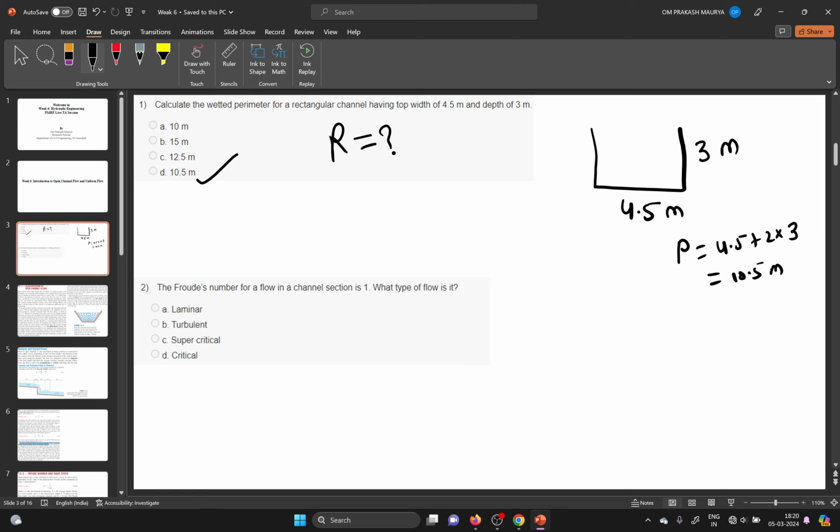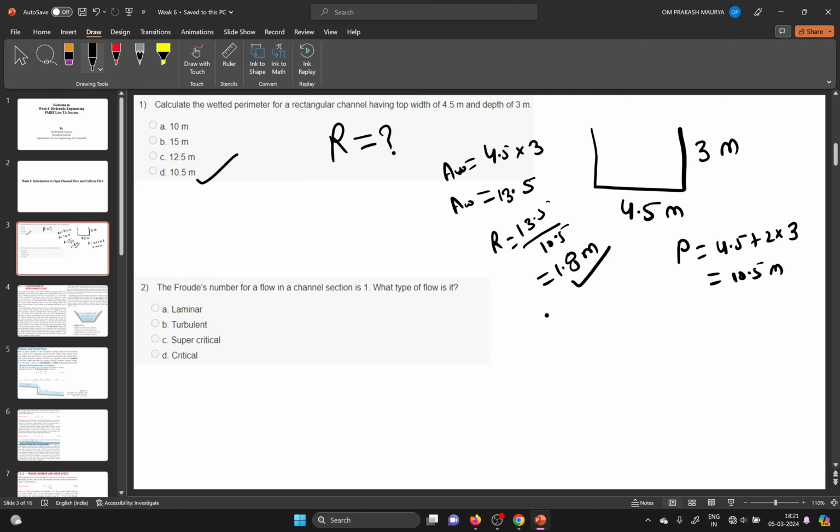Sir, R is equal to 1.28, sir. Okay, 4.5 into 3, if you calculate, how much will you get? 13.5, sir. Okay, 13.5, that is the wetted area A, and R will be 13.5 divided by 10.5, and this comes out to how much? 1.28. Okay, fine. This is about the hydraulic radius.